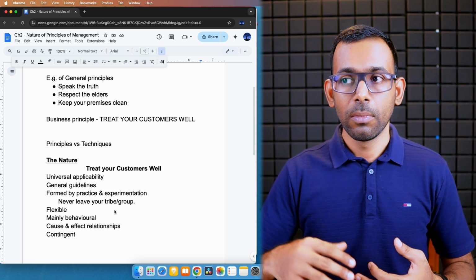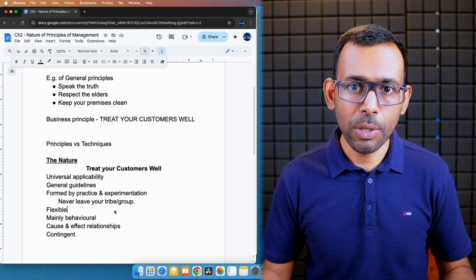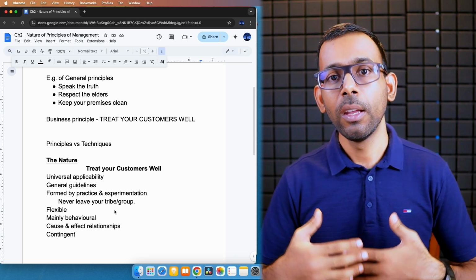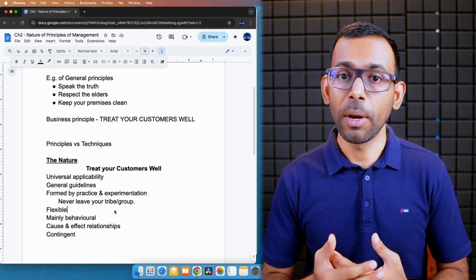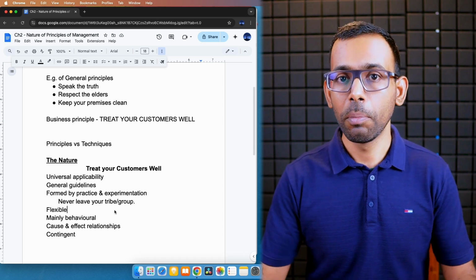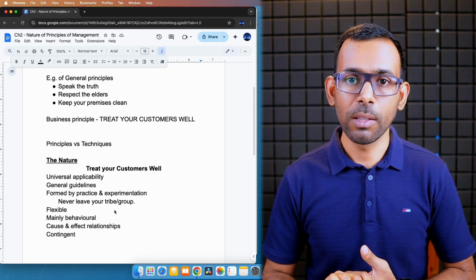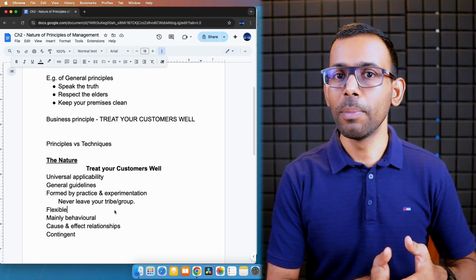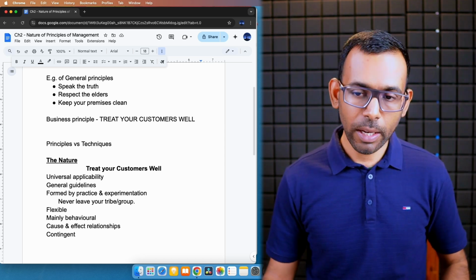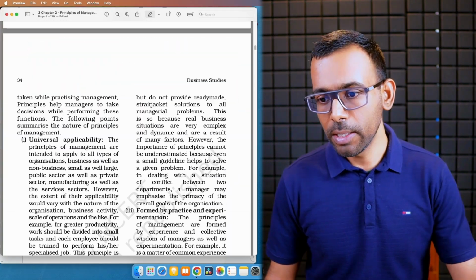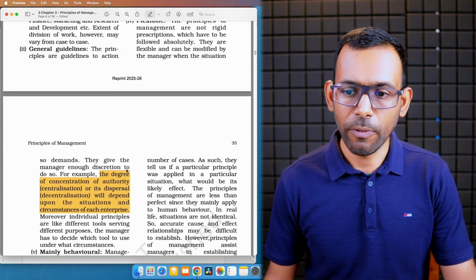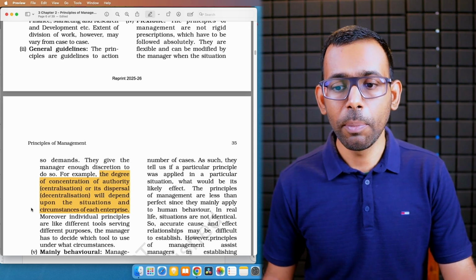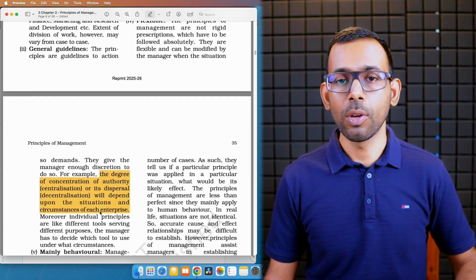But some businesses might not be so cash rich. So the maximum they can do is smile, greet them properly, and give good customer support, but they may not be able to give greater perks. So that's why it is flexible. The principle is the same, but the application of the principle depends on the business. In your study material, the example given for this nature of flexibility is: degree of concentration of authority or its dispersal will depend on situation and circumstances of each enterprise.